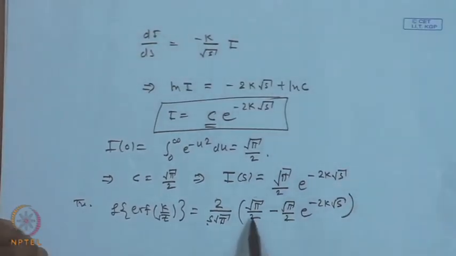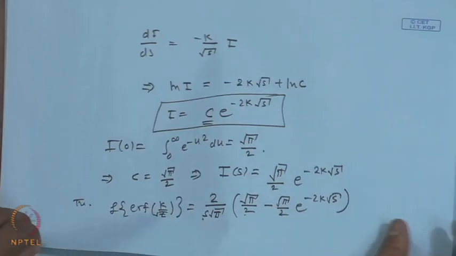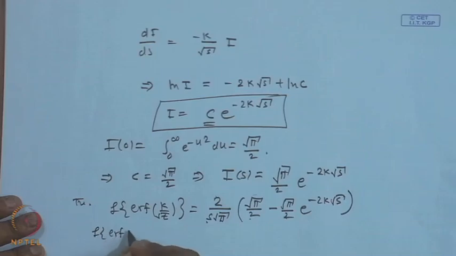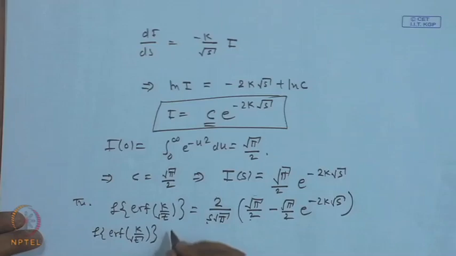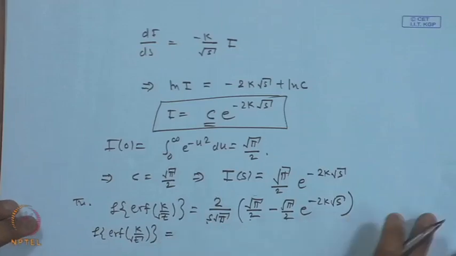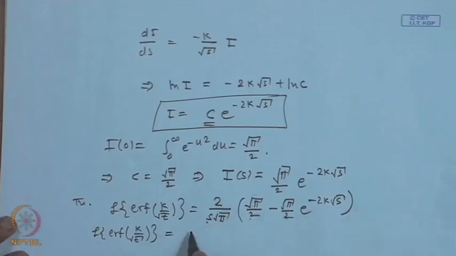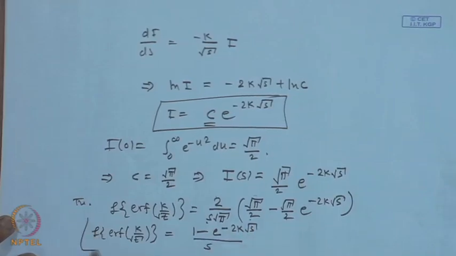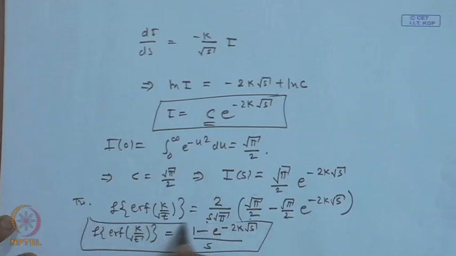So, we simplify this. Square root pi by 2 we take out. So, to get the Laplace of the error function of k over square root t, we have 1 over s only here. So, we have (1 minus e to the minus 2k square root s) over s. So, this is the Laplace transform of this function.